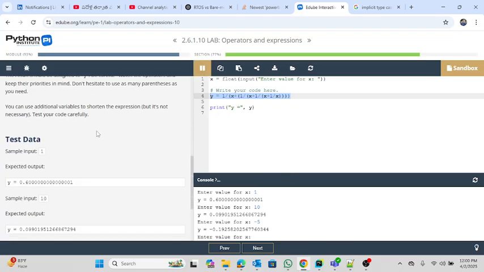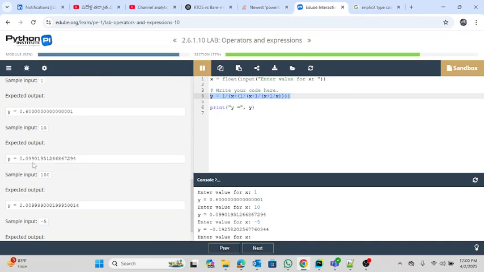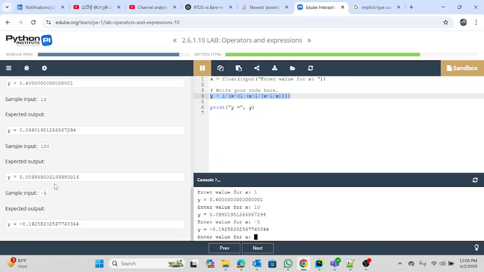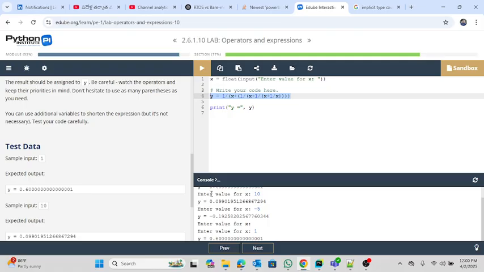So here it is saying that for input 1, the expected output is this one, and for input 10, y is expected to be this one, and for input 100 the expected output is this one, and for minus 5 we should get this one, right? So let's try for 1 first. Let me run it again. Yeah, let me give 1. So the output is this. So it is matching here, right?